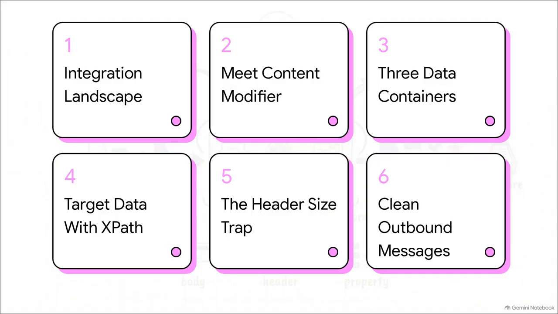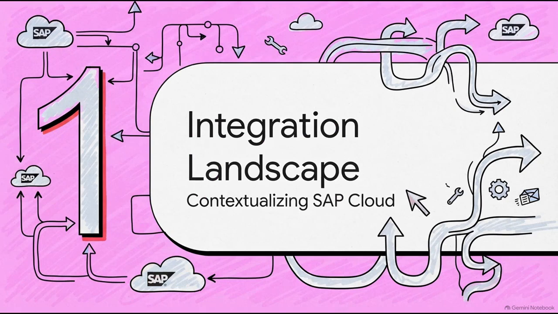Here's our roadmap for today. We'll be looking at the vast integration landscape, meet the Content Modifier, the 3 data containers, targeting data with XPath, the header size trap, and finally, cleaning up outbound messages. Let's get to it. Section 1. The vast integration landscape. Let's contextualize SAP Cloud Integration.